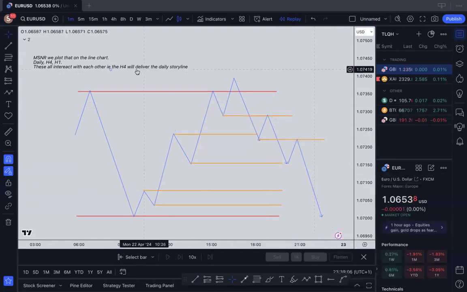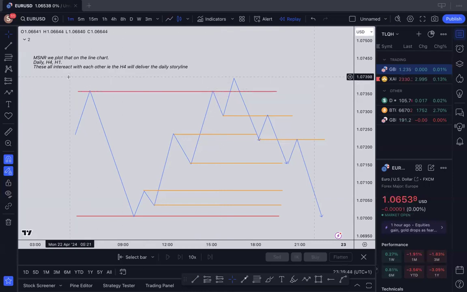So the daily will play from the H4, the H4 will play from the H1, and the H1 will play from the 15-minute. Now, for those who have been in the group for a long time, I don't really like to go lower than the 15-minute in terms of MSNRs. So I would just stick to following the H4 storyline and the daily storyline.